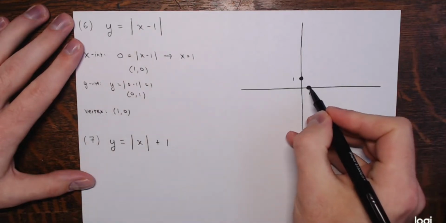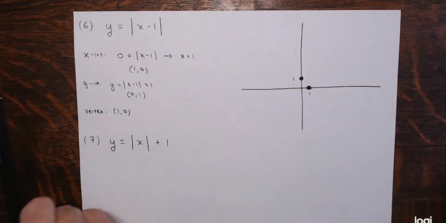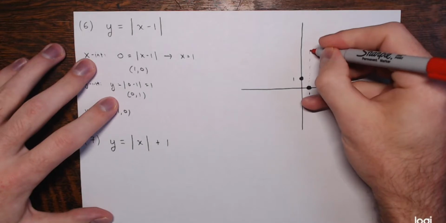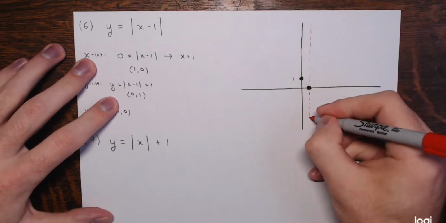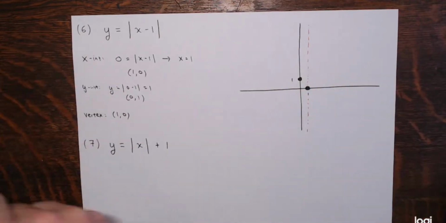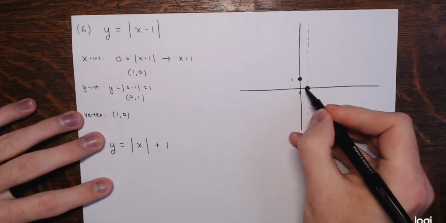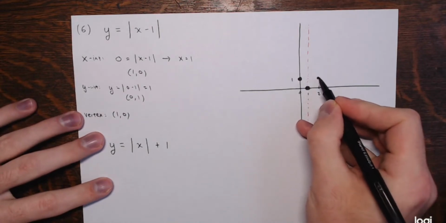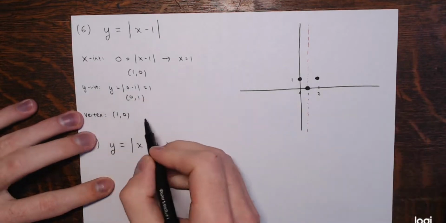And I can use some symmetry. Remember, the vertex is in the middle. It's going to be symmetrical about the line x equals 1. And you go 1 unit left, 1 unit up, do the same thing on the other side. 1 unit right, 1 unit up. Now obviously you can just plug in 2. Right? 2, 1 is also on it.